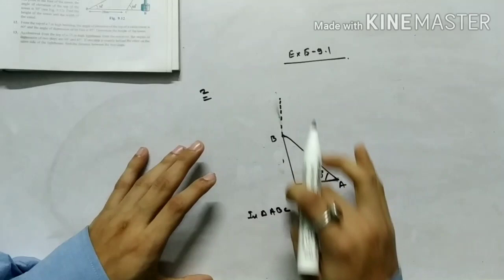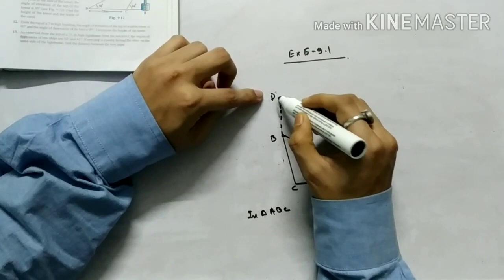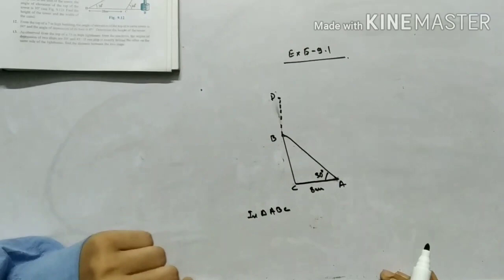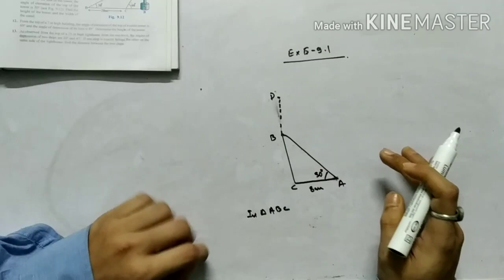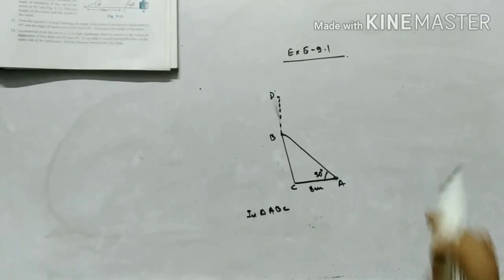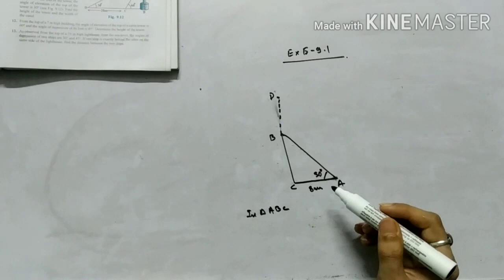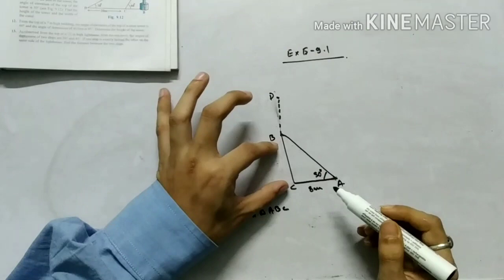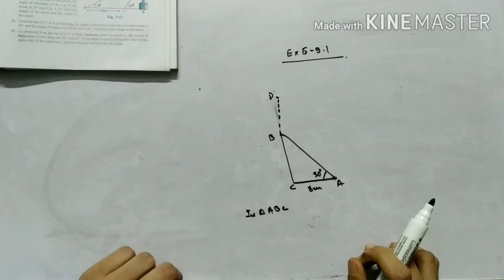Sorry, it is not BC. I have to find the total height of this tree. Let's name the point D. I have to find DC, not BC. Okay, the total height. That means this part plus this part, the standing part plus the broken part. So therefore it is a right angle triangle. Now you will have to see which function you will use here. Because first of all, I need the perpendicular and then I need the hypotenuse also. Two values I need, perpendicular and hypotenuse.